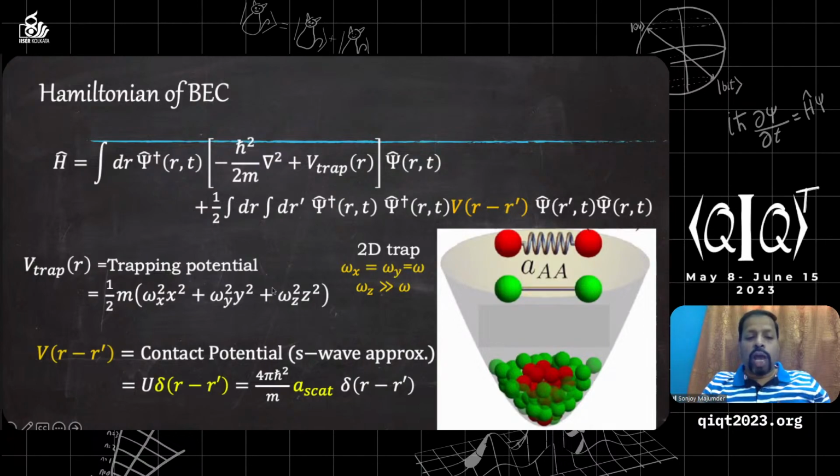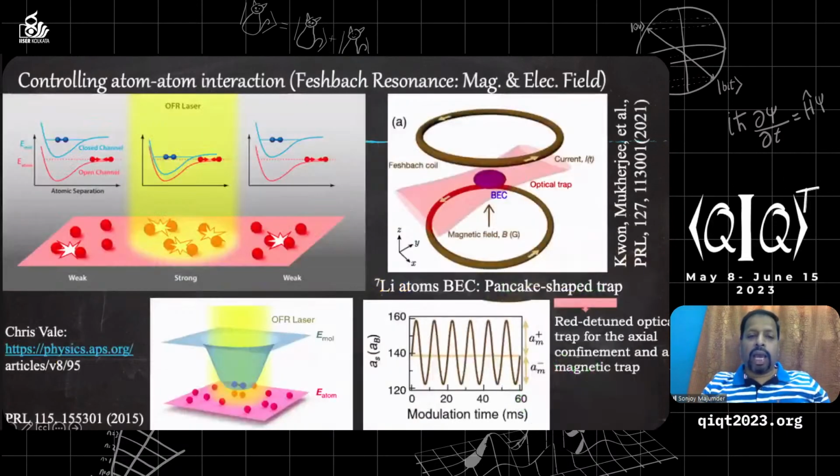Now, once you have understood the Hamiltonian for the normal Bose-Einstein condensate, with these few terms, kinetic energy, trap potentials, and atomic interactions, you can see that these condensates can also be tuned using a technology known as Feshbach resonance.